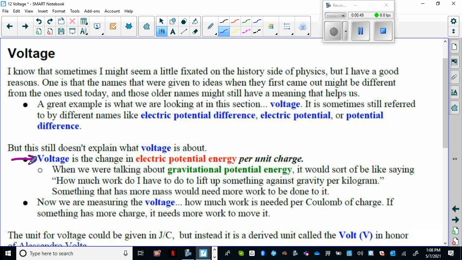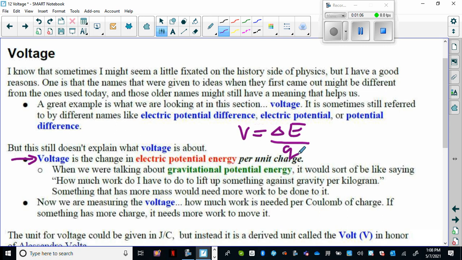So that's why I say mathematically, this is not a very difficult concept. Voltage is simply the change in energy per unit charge, and that's how this formula is derived. We're just going to say, what's the change in energy per coulomb?